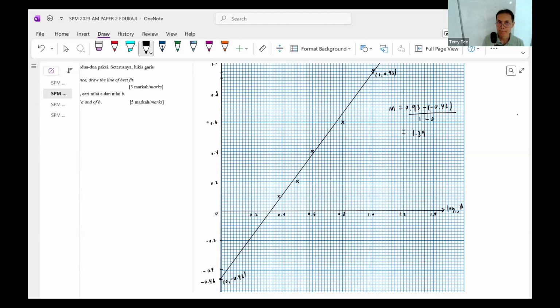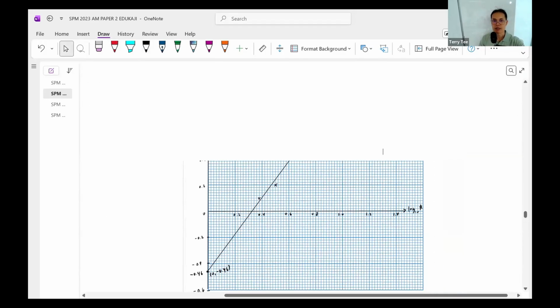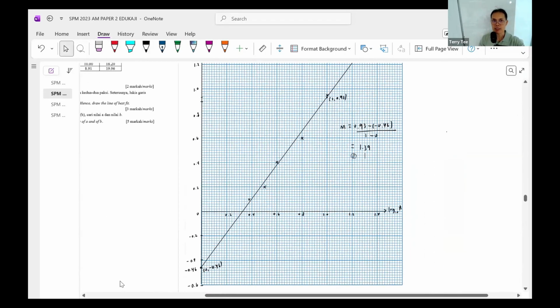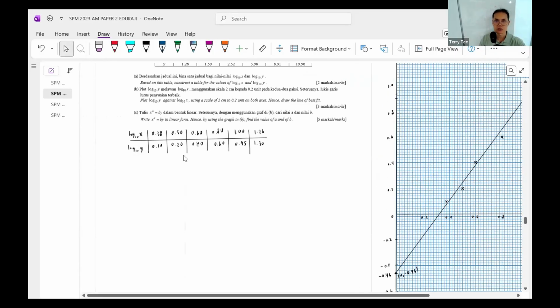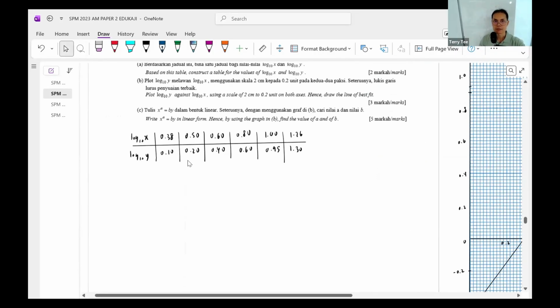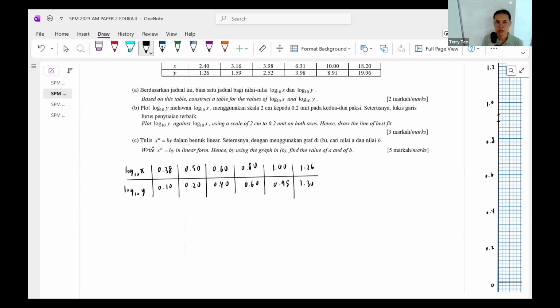Okay, I'm going to continue. I hope you're okay with this. Let's go back to this calculation. You're supposed to, number one, after you draw a graph, they say, write x power a equals b, y in linear form. Hence, use the graph to find a and b. Okay, so let me do it here.